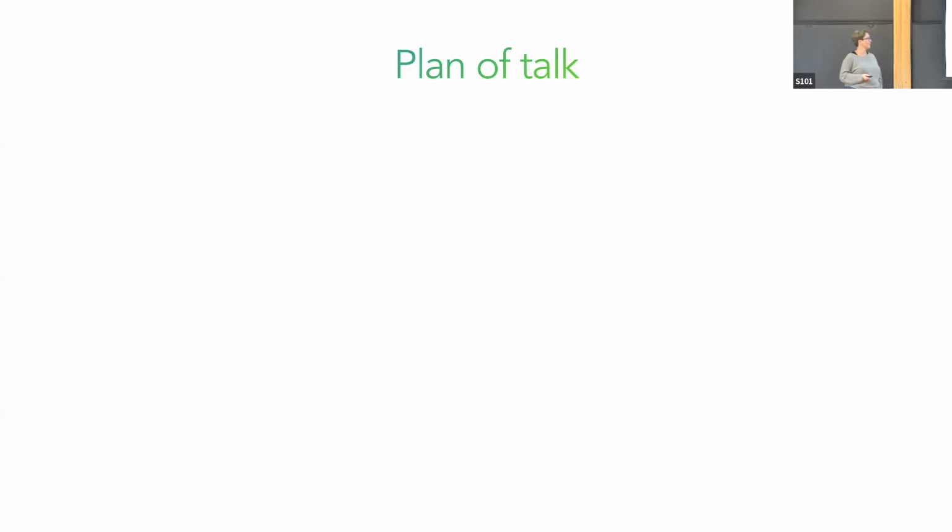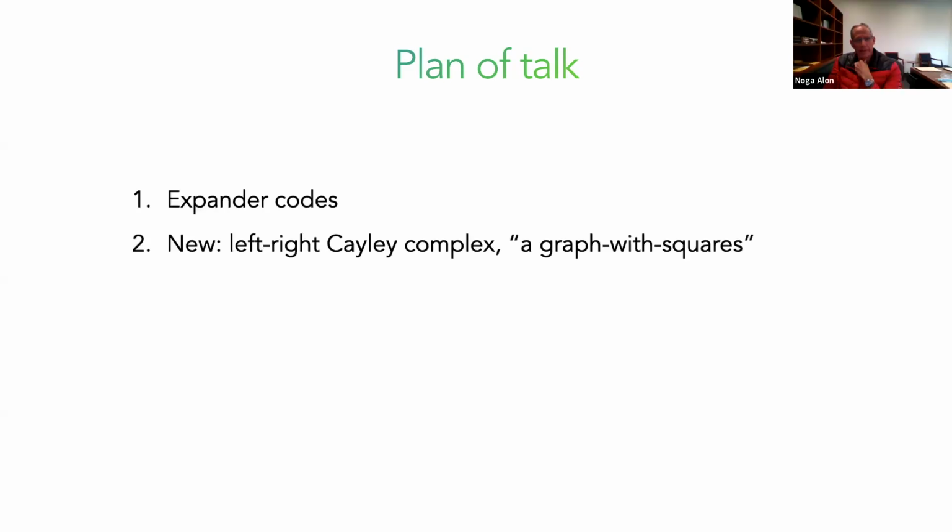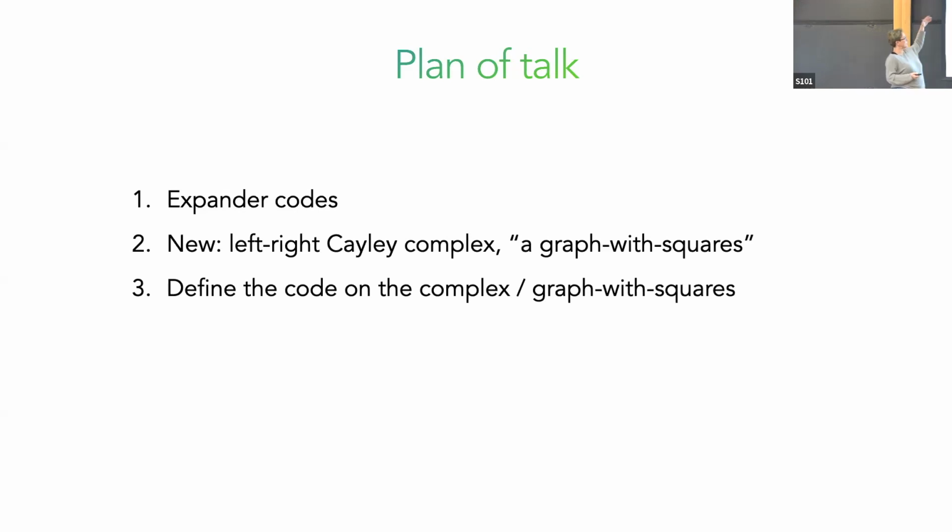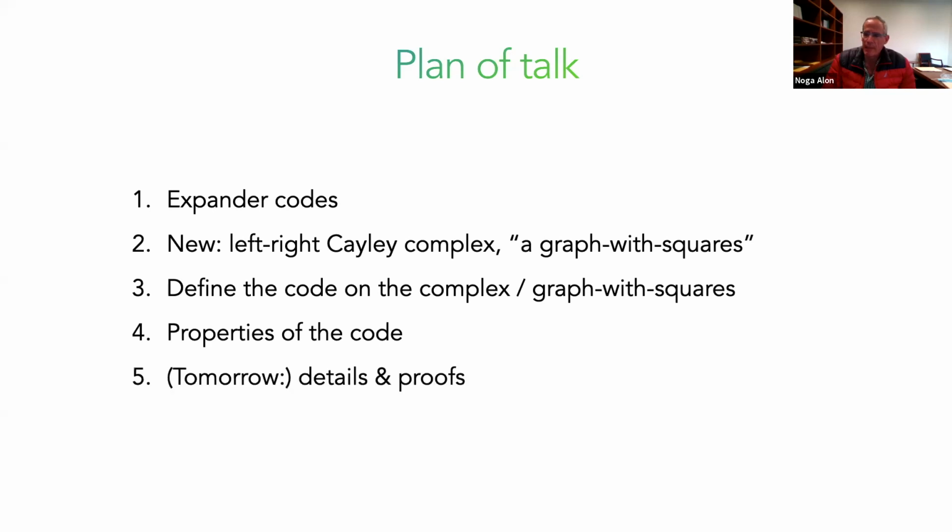Okay, so what are we going to talk about? I want to start talking about expander codes. These are the famous codes of Sipser and Spielman that should be viewed as the underlying theme for this construction. Then I want to talk about a new kind of graph. It's a graph, but it has a second layer, like two-dimensional faces that are squares. Then we are going to define the code on this thing and maybe analyze some of the properties, or probably most of the proof we will do tomorrow. Is it binary codes?